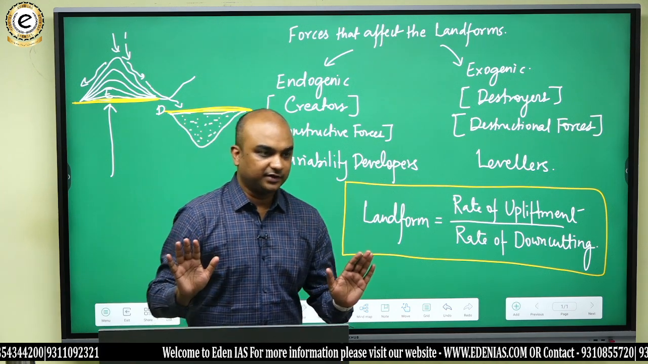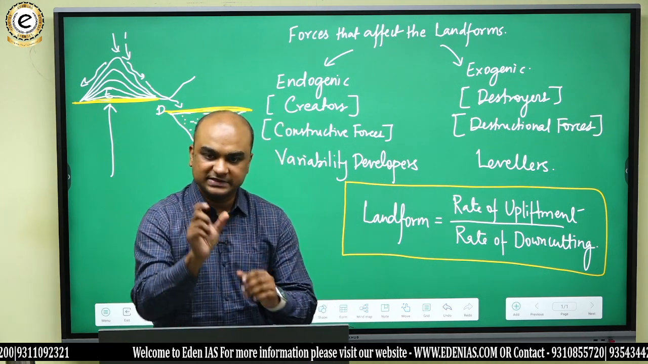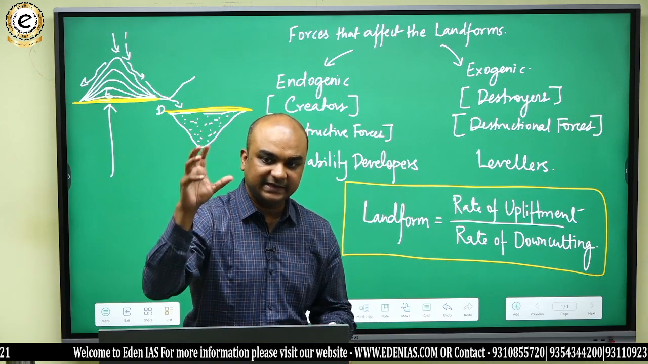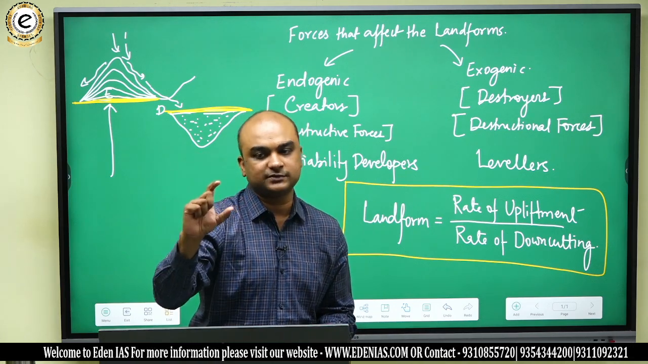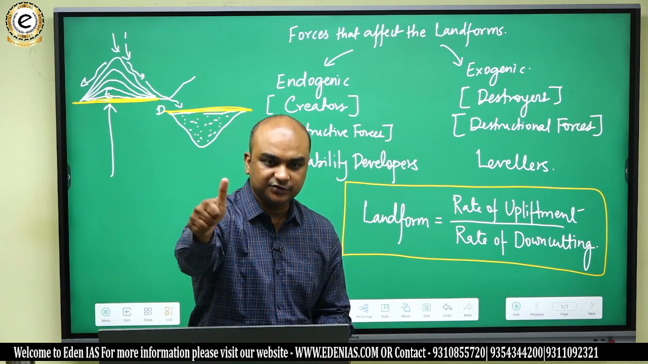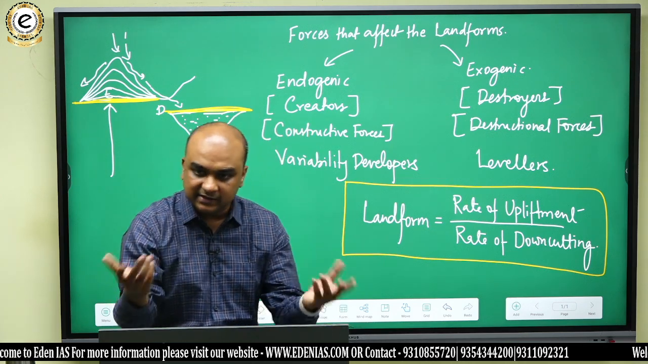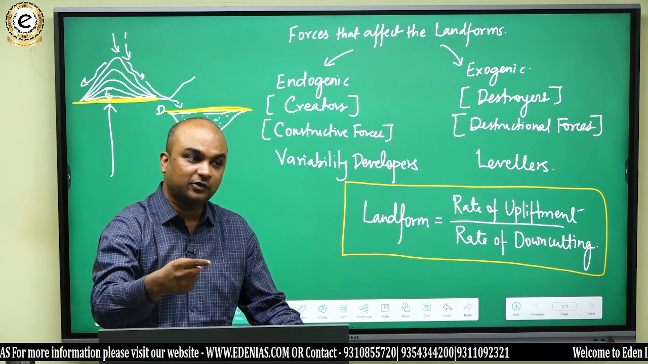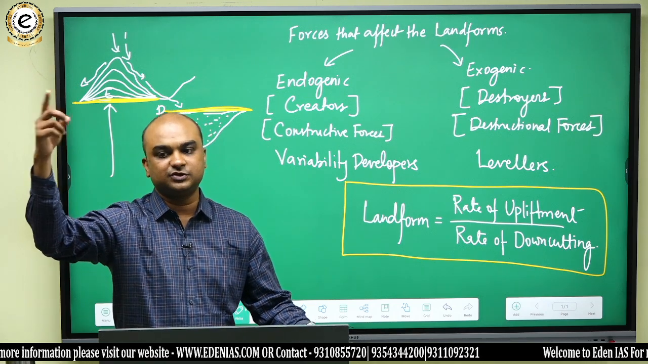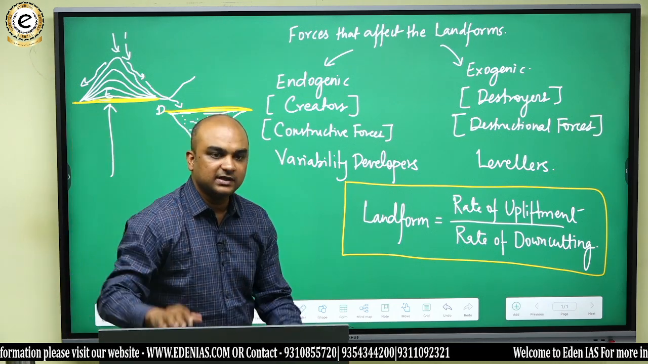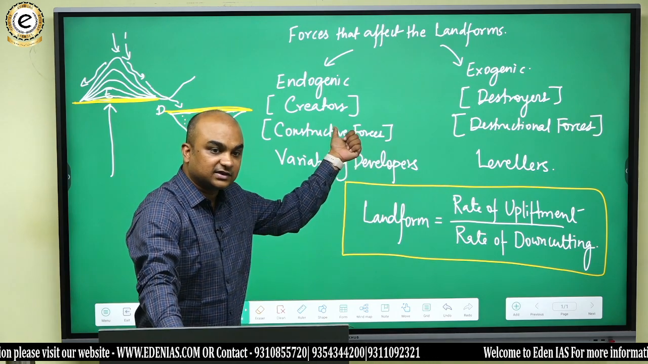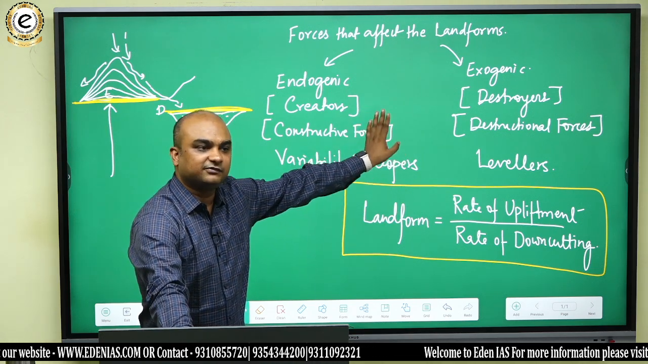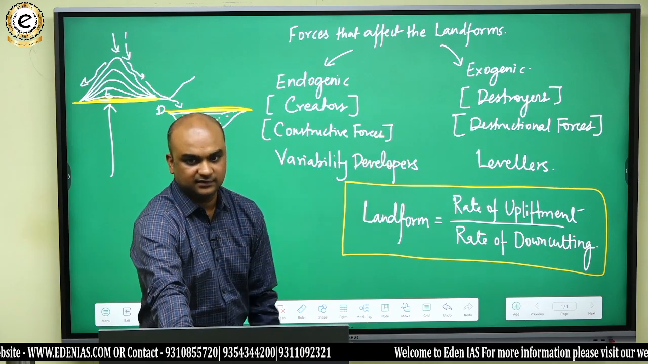Now drop your pen and look here. अभी तक क्या समझे हम? We understood what is the landform. Any form of land is a landform. And then we are trying to understand what are the forces that impact any landform. We understood all landforms are impacted by two forces. What are they? Endogenic and exogenic. Endogenic forces create the landforms, whereas exogenic forces destroy the landforms. Endogenic forces originate from the Earth's interior. Exogenic forces originate from Earth's atmosphere. Do you understand that? Endogenic forces are creators, constructive forces, or variability developers, whereas exogenic forces are destructional forces, destroyers, or levelers. यहाँ तक बात बिल्कुल clear है?